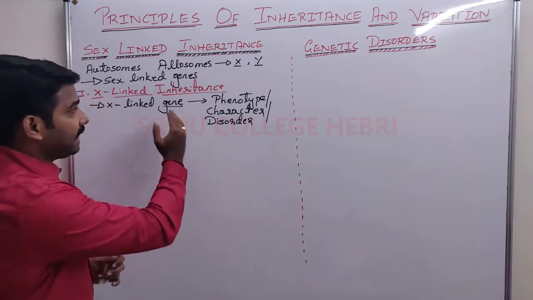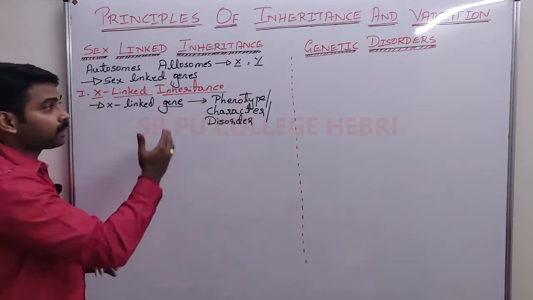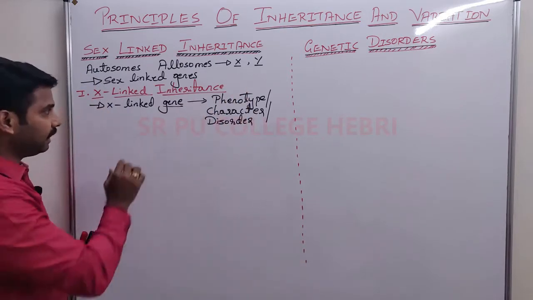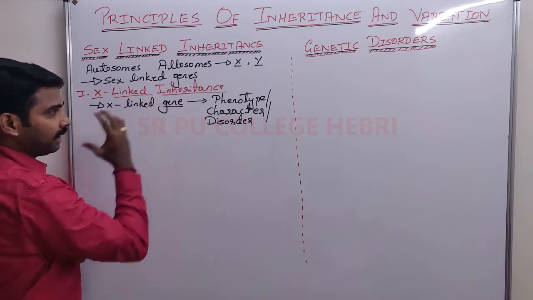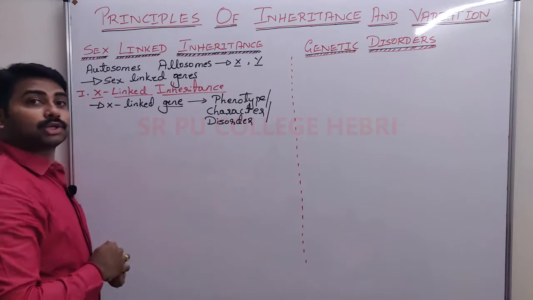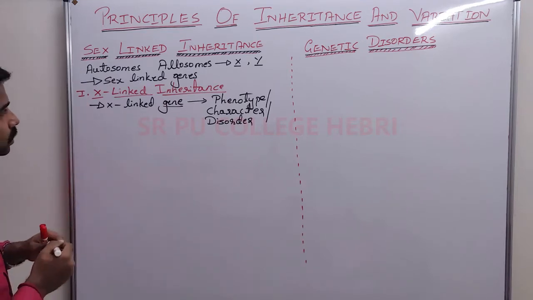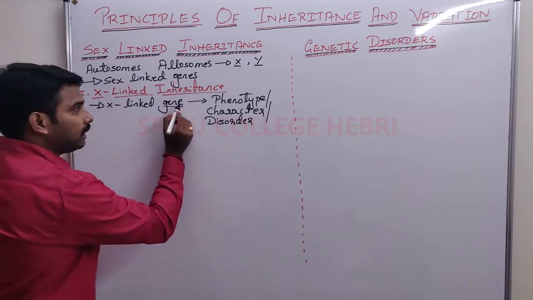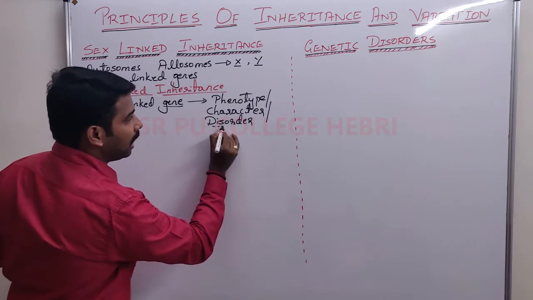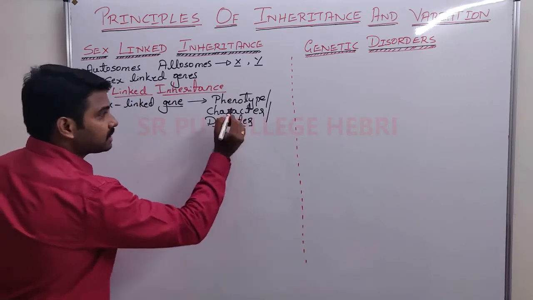Is that clear? You can call it an X-linked disorder, X-linked phenotype, X-linked character. You can call it by any means. Is that clear? So those genes are called X-linked genes, and their inheritance phenomena is called X-linked inheritance. Now, suppose the gene underwent mutation, because of which a disorder is caused.